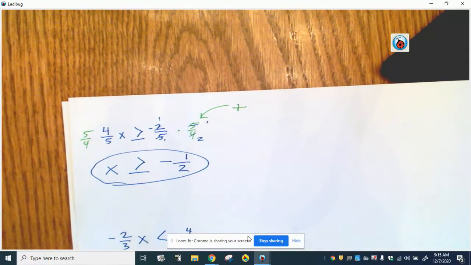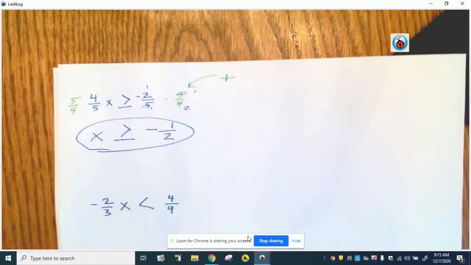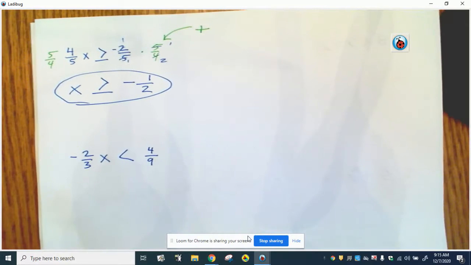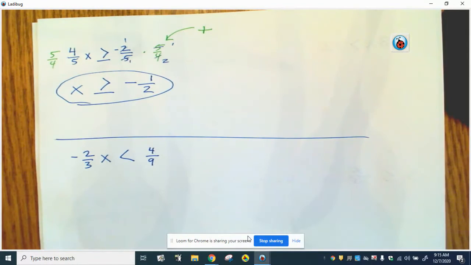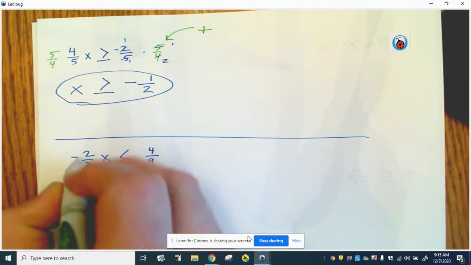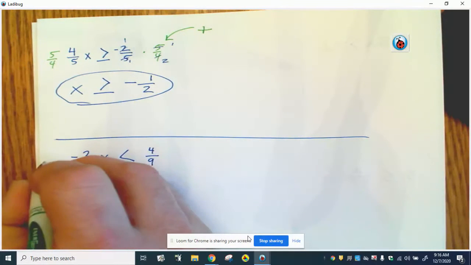This would be my answer, okay? And yeah, I can graph that one as well. Let's try another one. All right. This one, I want to get the x by itself. So in this case, I want to get rid of this -2/3.